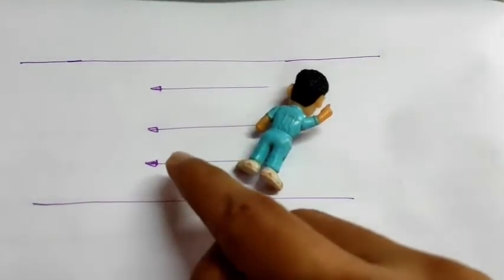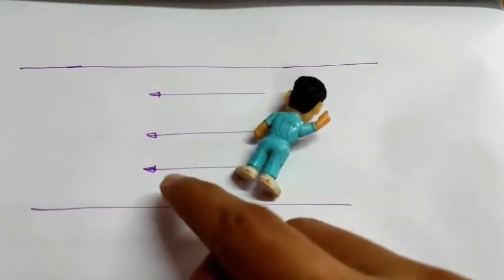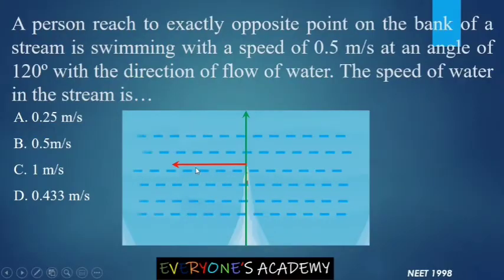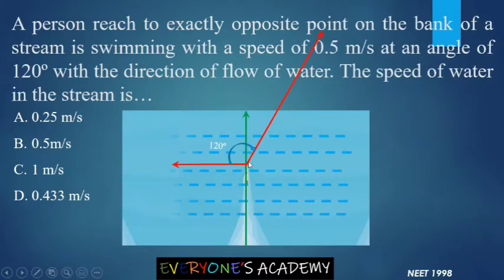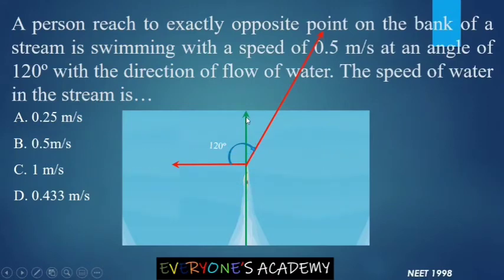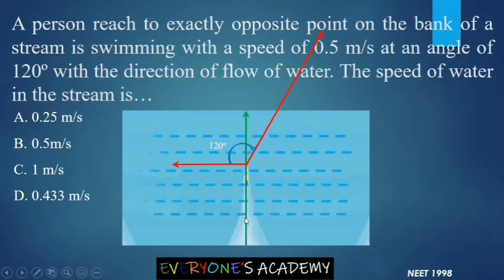So you should measure the angle from the velocity of the river flow. This is the direction of flow of the water. We will measure 120 degree from this direction, so it will become this direction. This is the direction for the swimmer. He is swimming in this direction and the river flow is in this direction. Because of the addition of these two vectors, the net resultant is in this direction, that is perpendicular to the stream. Let us rearrange these vectors, we will get this.